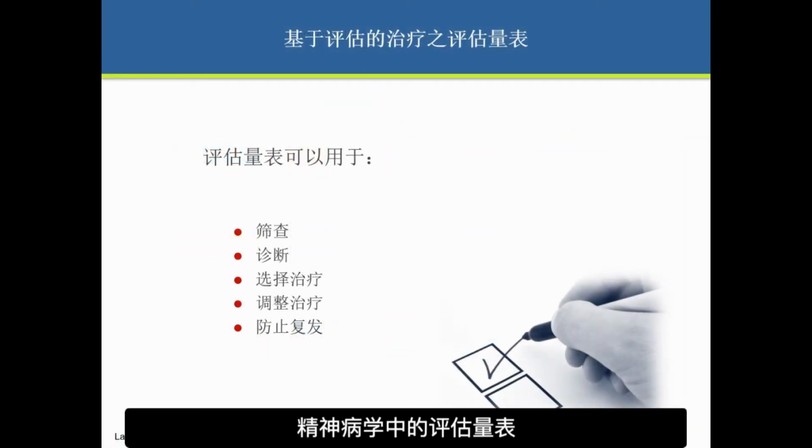Rating scales in psychiatry are like laboratory tests for the rest of medicine. But rating scales have many different purposes. They can be used for screening for depression. They can be used to help with diagnosis, with selecting treatment, with adjusting medications and other treatments, and also to monitor for relapse prevention in people who are on maintenance treatment. So many uses for rating scales.